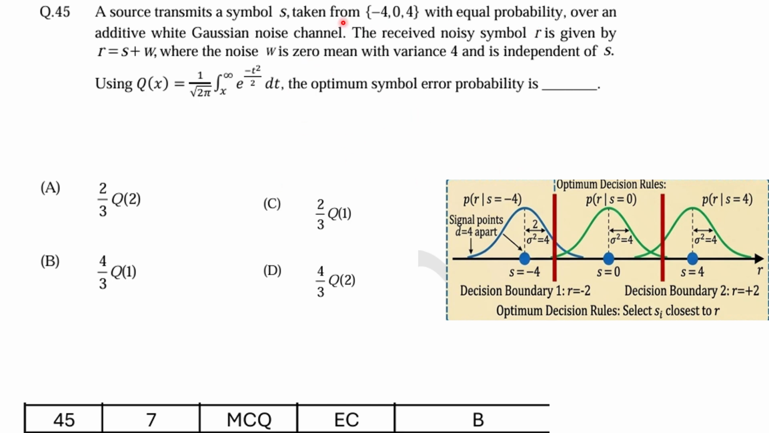Right. So since we are sending three data values, suppose this is your -4, P of R given S equal to -4, and this is P of R given S equal to +4, and of course 0 also we are sending. So here if you see, there is a region where we will have interference, in this region and also in this region. Means in this region, whenever we are sending 0 we may detect -4, and when we are sending 4, we can detect 0. So we have to find that probability of error, that is, what will be the optimum symbol probability of error there. Okay, so let's see the solution, how to find it out.